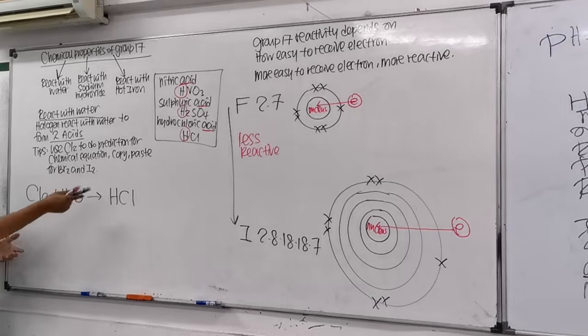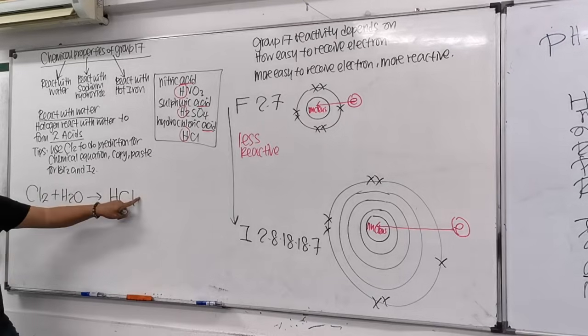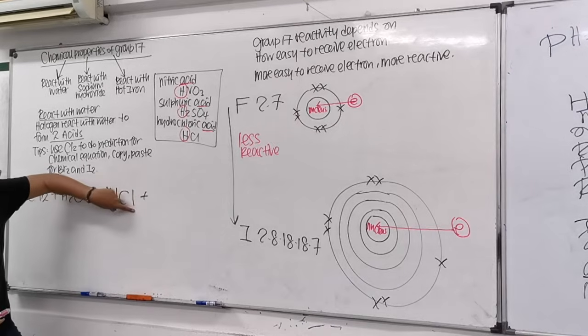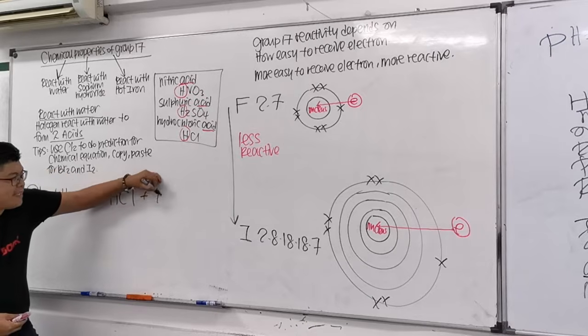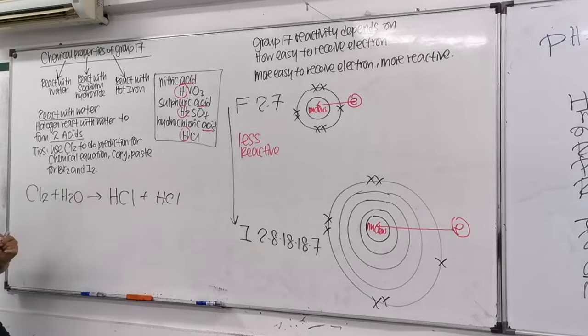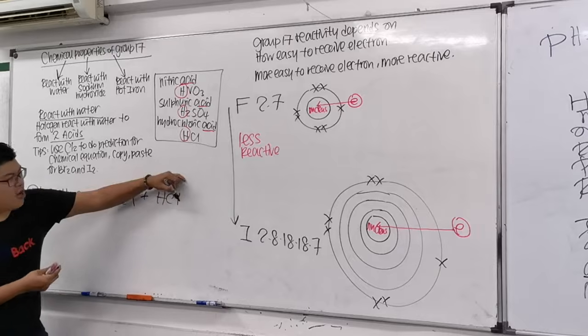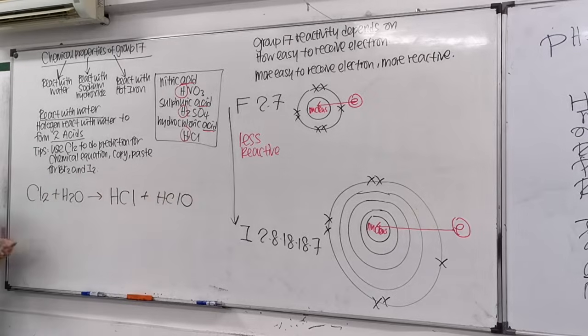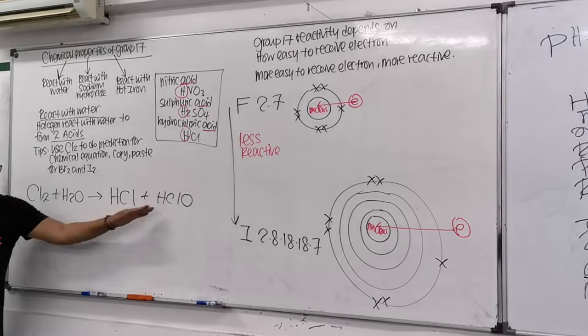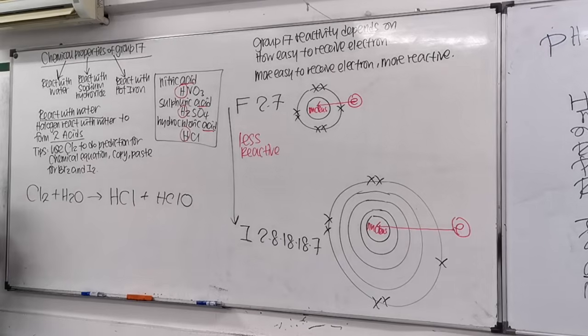Okay, the second one, I'll teach you how to do the second one. The second one, just copy and paste. Write one more HCl. Just copy, paste, and add an O at the back. That's all. HClO, that's all. So you form two acids already. Understand? Okay? And it's balanced.